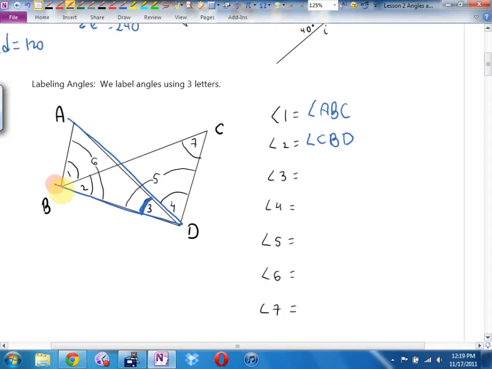Angle ADB, or you could have gone angle BDA, but the D, Boston, has to be in the middle. Does that make sense? Yes. Okay.